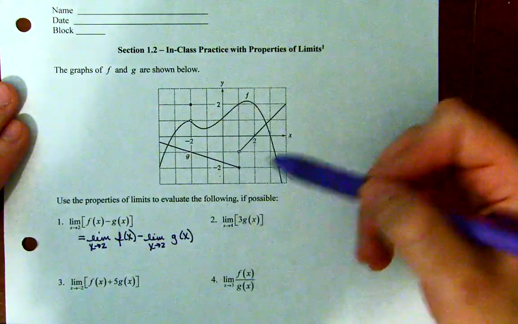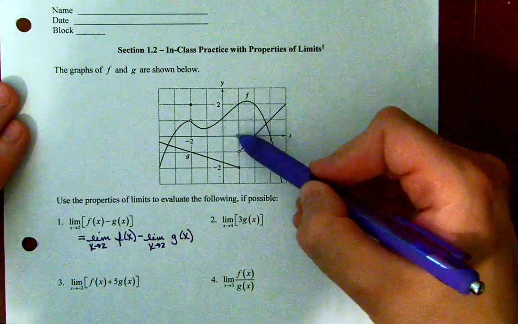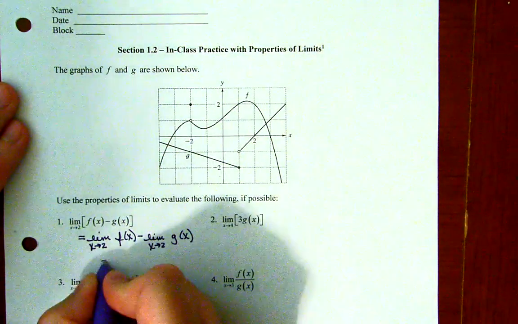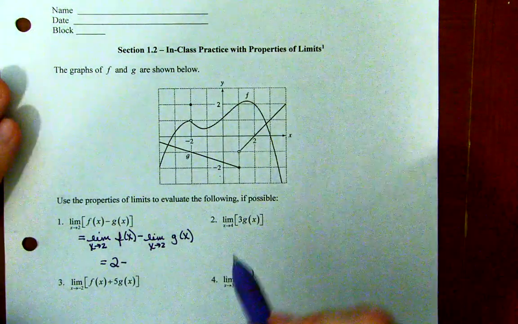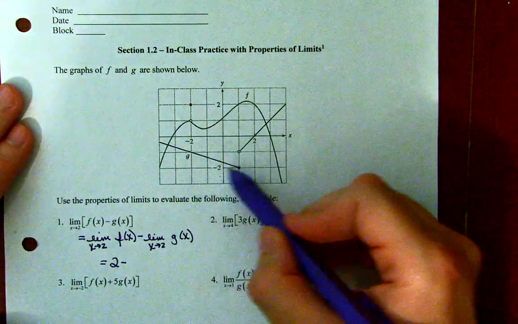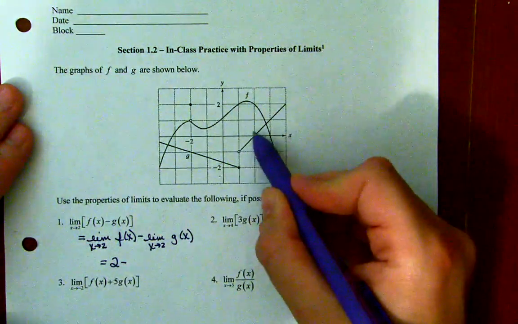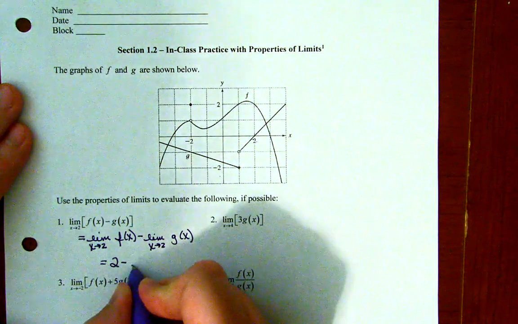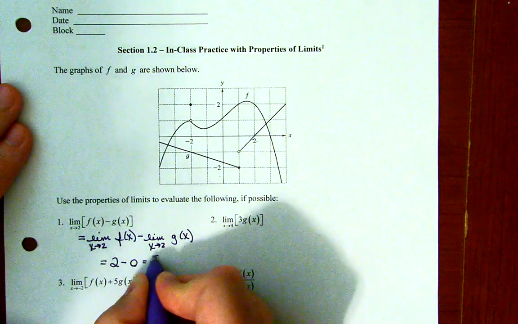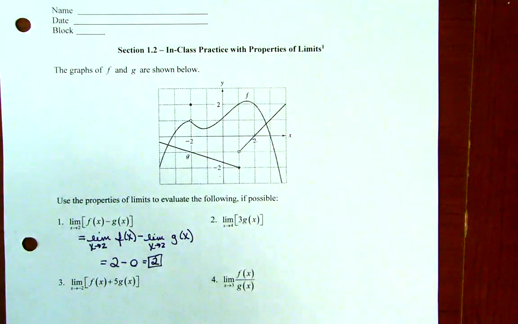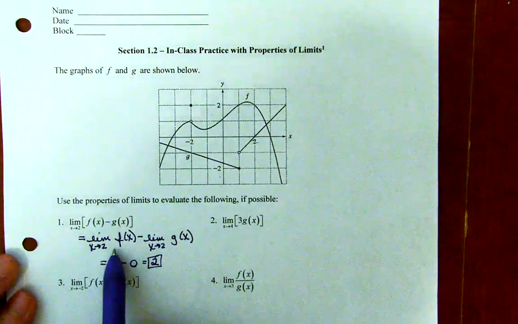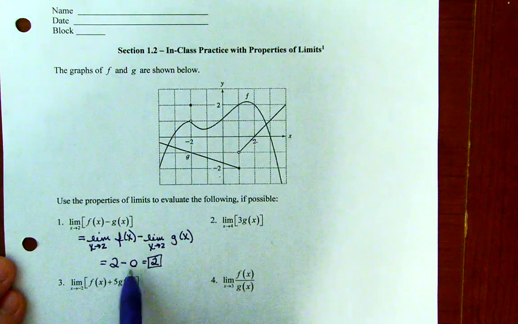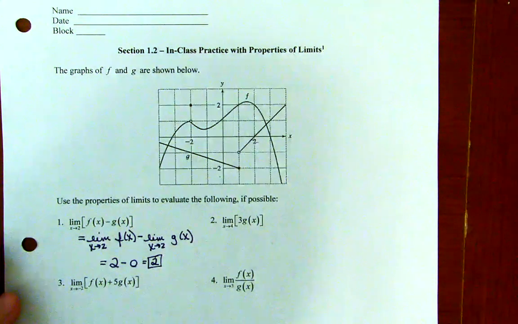Okay, well, the limit as x approaches 2 of f of x, here's my f function. As my x's are getting close to 2, looks like the y's are getting close to 2 as well. The limit as x approaches 2 on the g function. Okay, here's the g function over here. As my x's get close to 2, looks like that's getting close to 0. So I'm going to do 2 minus 0, and I'm going to get 2 for that final answer. As for the work, I really do want to see how you're applying the properties. So show me this rewriting step, then show me how you're evaluating each, and then give me the final answer.